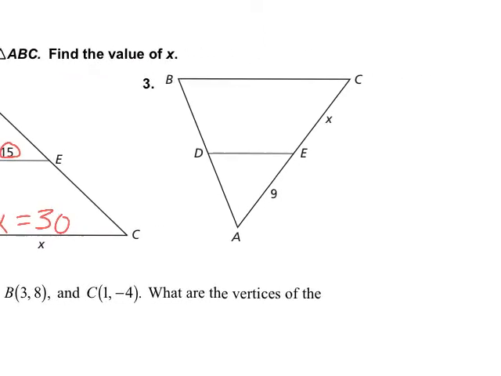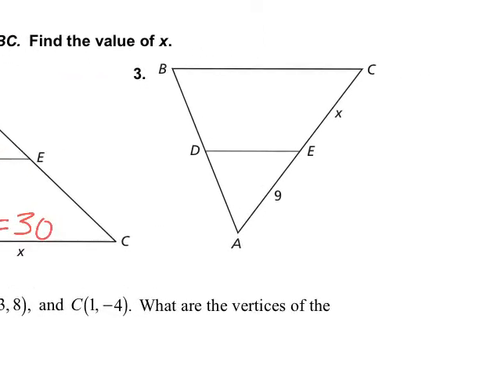And then on number 3, it doesn't tell me anything about the length of the mid-segment or the base, but it does give me information over here on the side. So if that section of the side is 9, remember that the mid-segment DE has to hit the midpoints of both sides. So that means E has to be the midpoint, which tells me X also has to be 9. Okay? Alright, let's go ahead to the back.